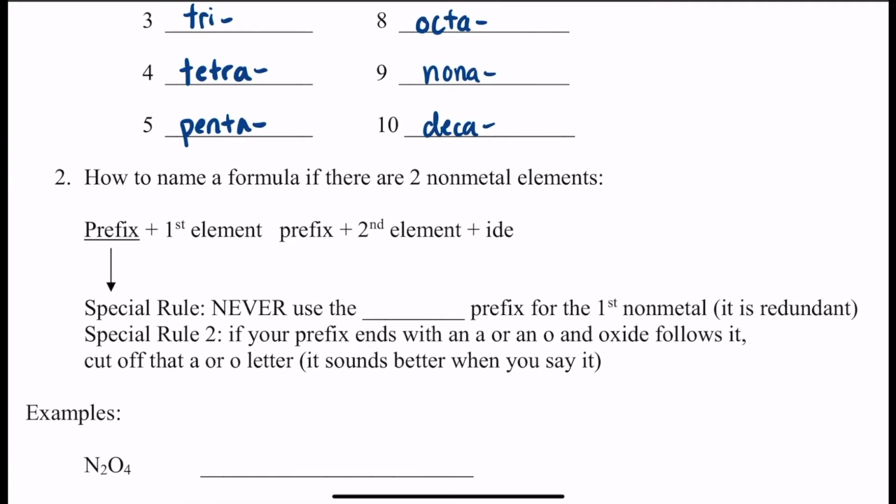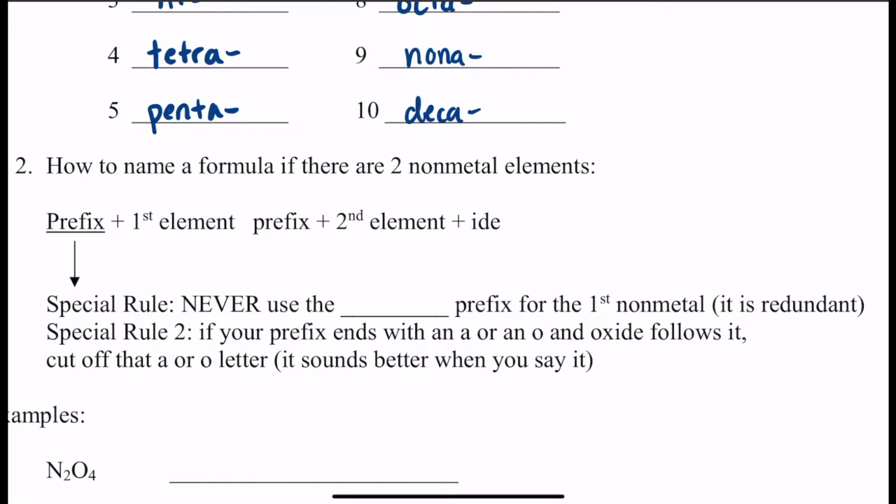Now, there's a few little specific rules that we'll see come up from time to time, and this is just how chemistry works. Don't ask me why they name it like this. I didn't make up these rules, but we have a special rule here that we're never going to use the mono prefix if you're just talking about the first nonmetal. So the first thing here, we would never use mono. Mono never goes here.